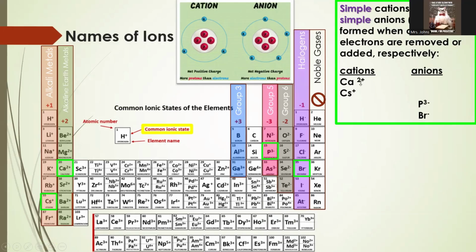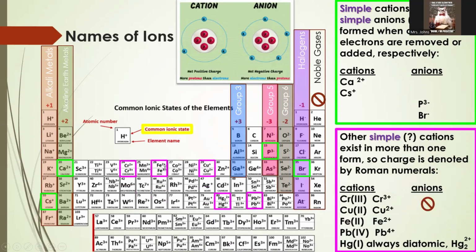Calcium right here in group 2 has a 2+ charge. Cesium over here in group 1 has a +1 charge. And then in the anion section, we've got phosphorus with a 3- charge and bromine with a -1 charge. Okay.